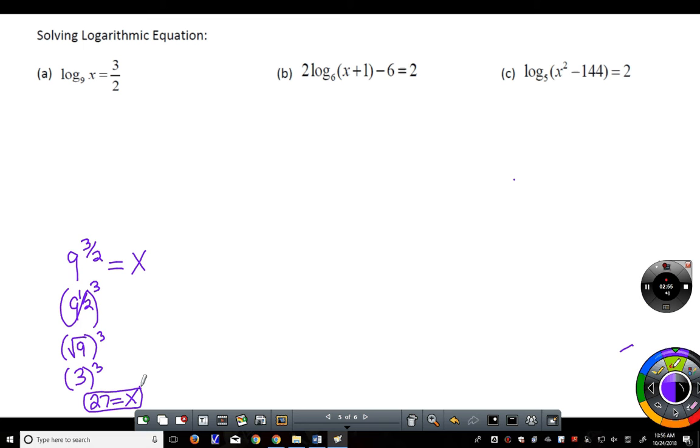Right, what do we need to do in part B first? Yeah, we've got to get rid of, see the 2 in front of the logarithm and then the -6 at the end? We can't do what we did in part A until we get the log alone on one side. So the first thing we want to do is add 6 to both sides of the equation. So it should then look like 2 log base 6 of x plus 1 equals 8.